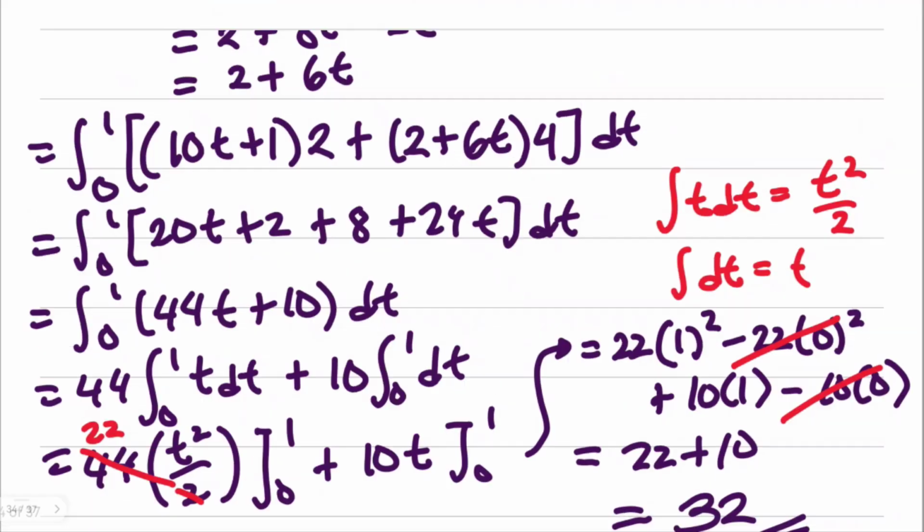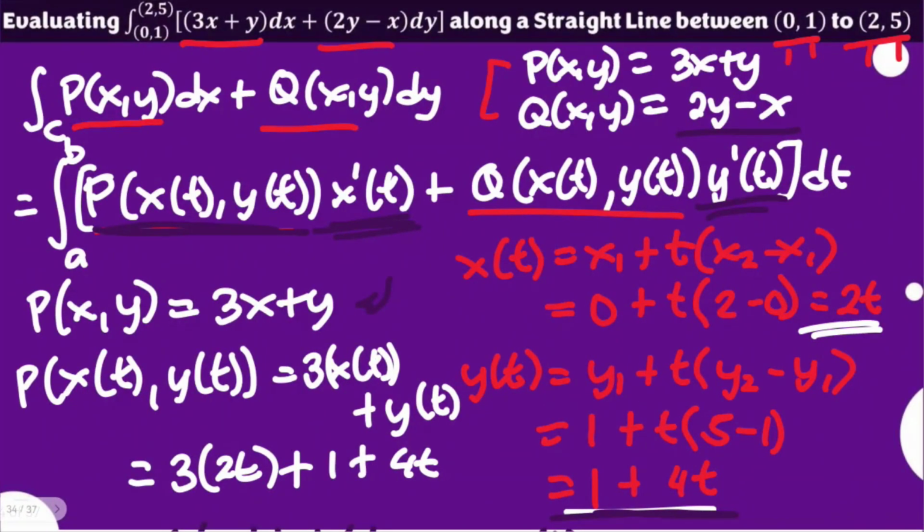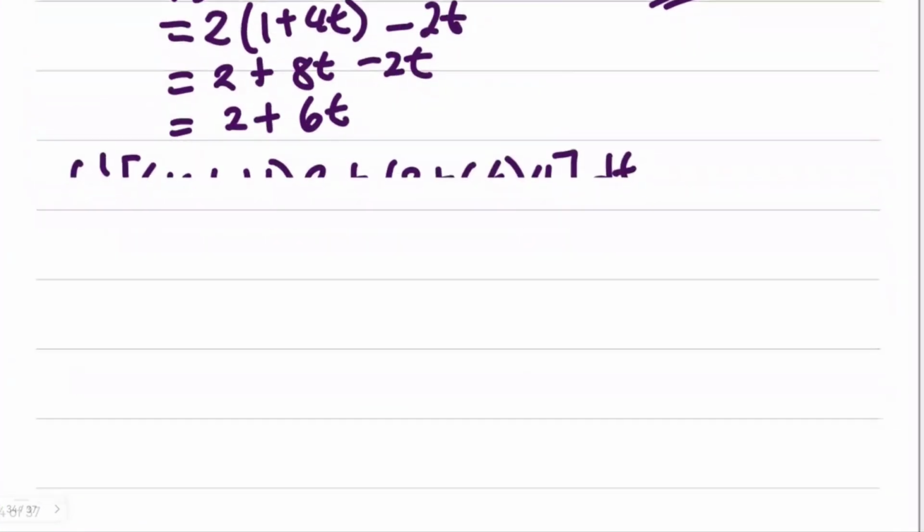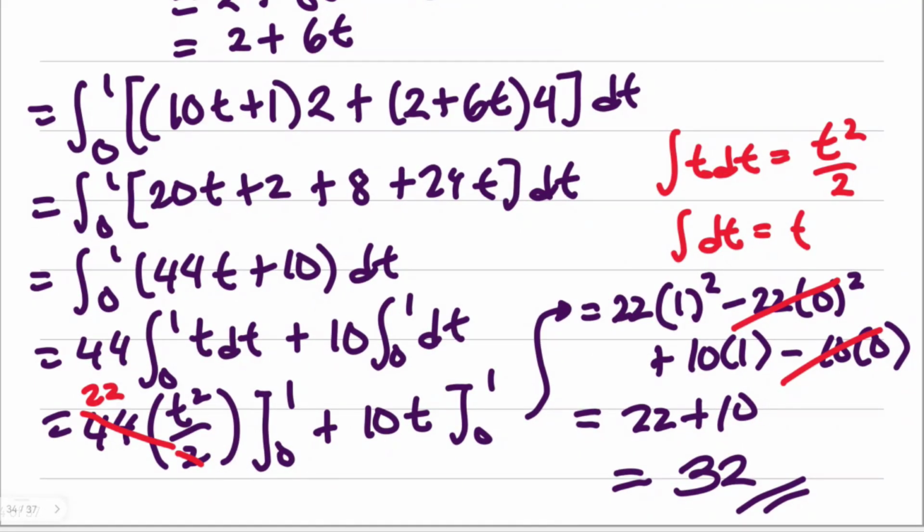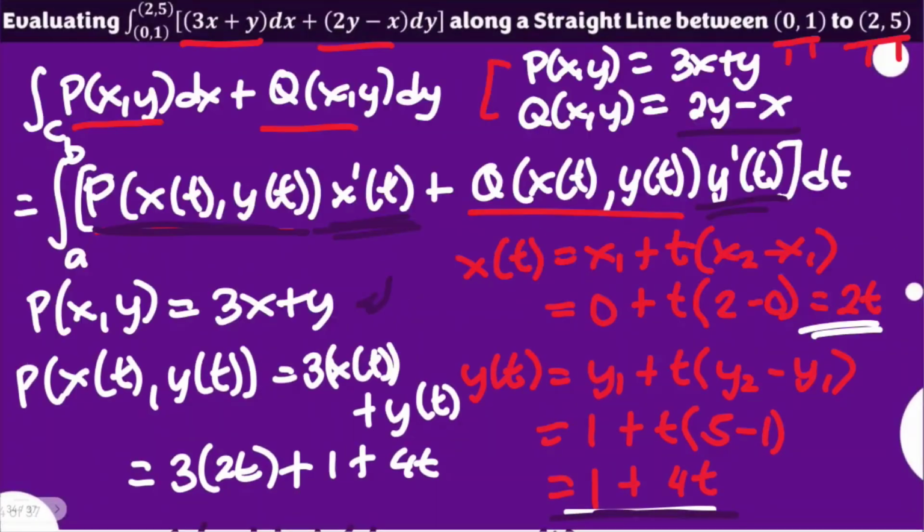This is the integral of your functions here along a straight line from 0, 1 to 2, 5, following the correct parameterization and properties of integrals and these items needed for the answer. Okay, so the answer is 32 for this item.